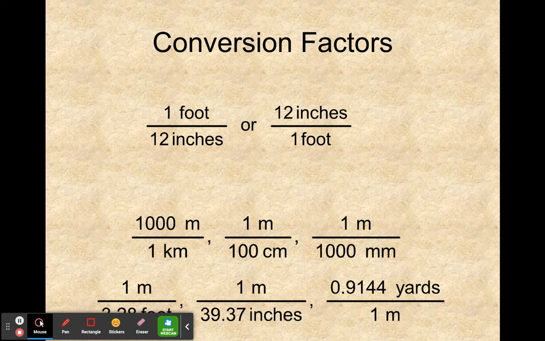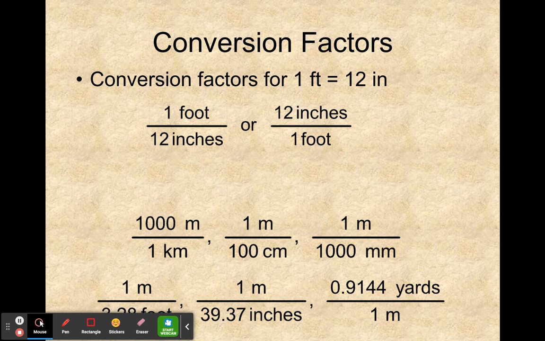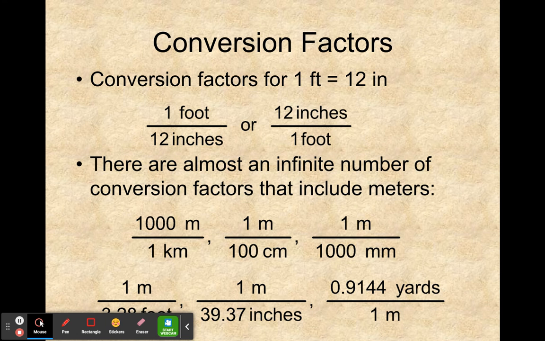Okay, so there are conversion factors for 1 foot equals 12 inches. So you can have 1 foot in 12 inches or 12 inches in a foot. It can be written either way. There are almost an infinite number of conversion factors that include meters. There's 1,000 meters in a kilometer. There's 100 centimeters in a meter, and so on and so forth.